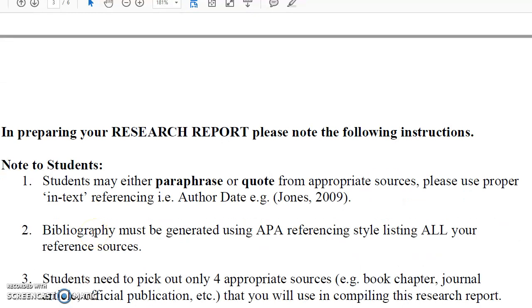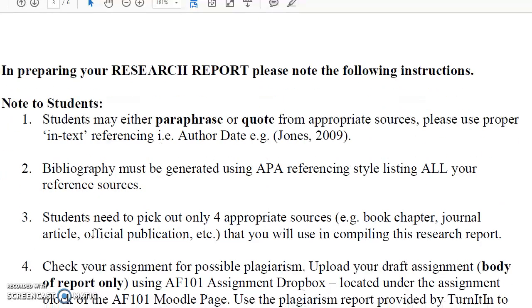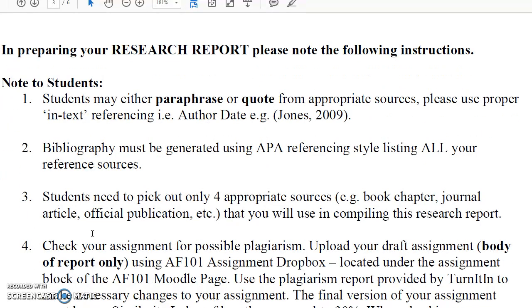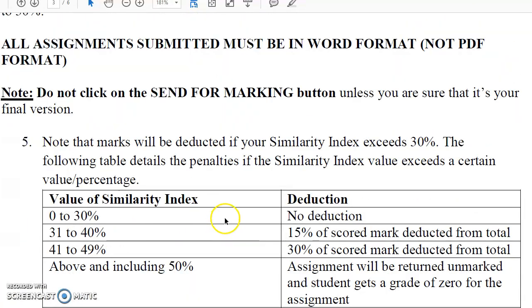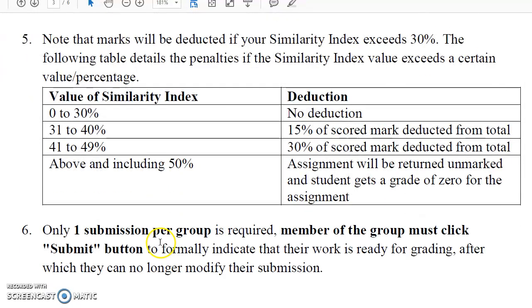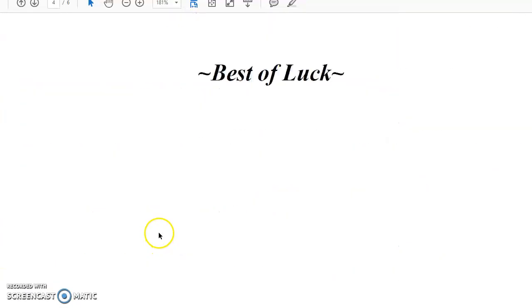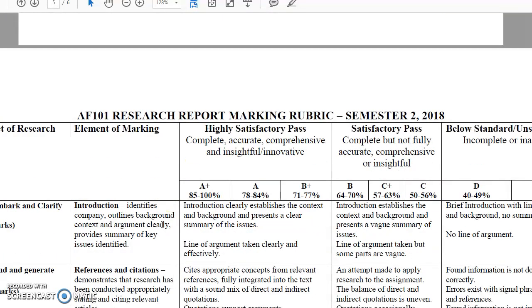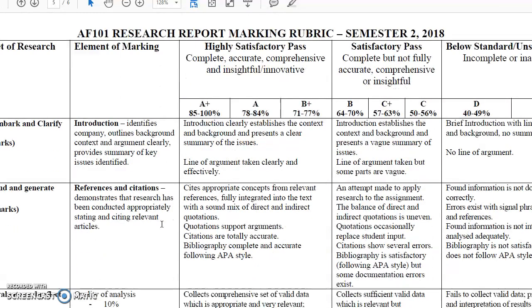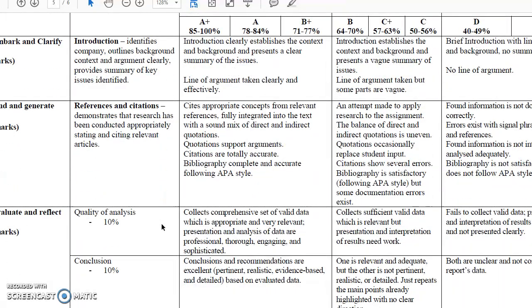These are some of the guidelines for students when you are doing that assignment. To ensure that you do not plagiarize, this will be followed in marking the assignment. And this is the rubric that we'll be using to mark your assignment, so you can follow that rubric as well.